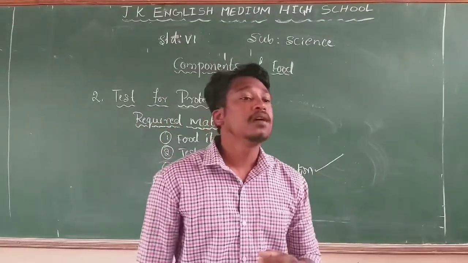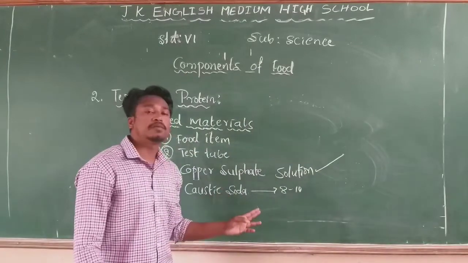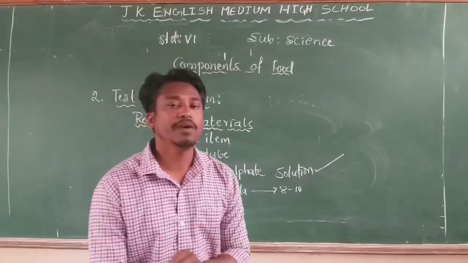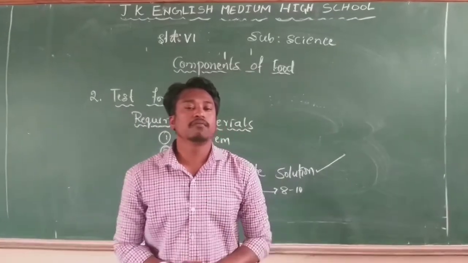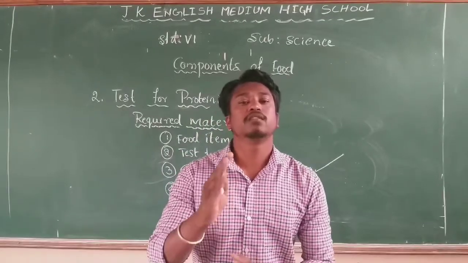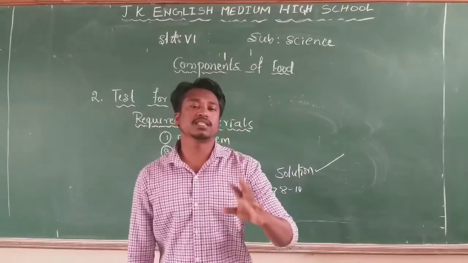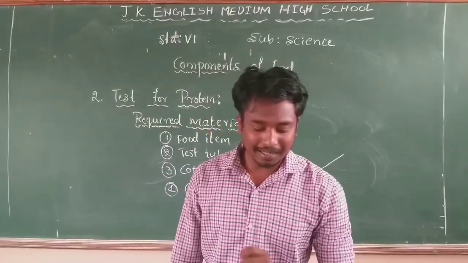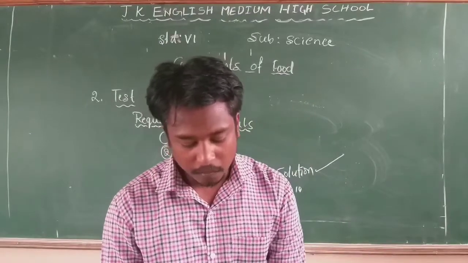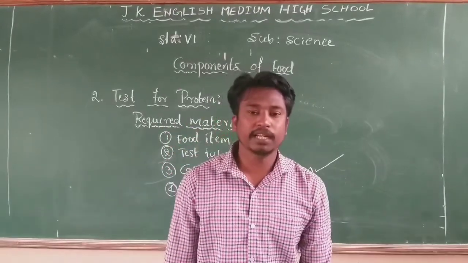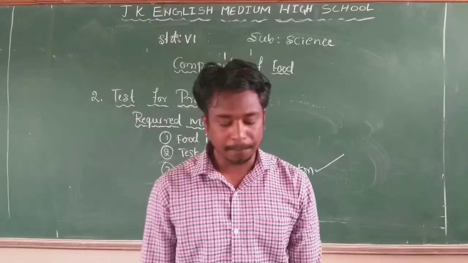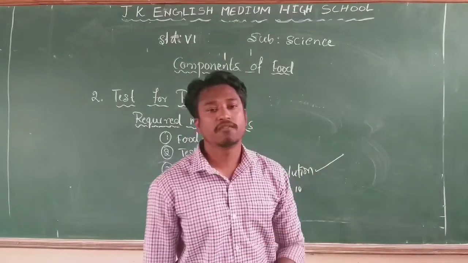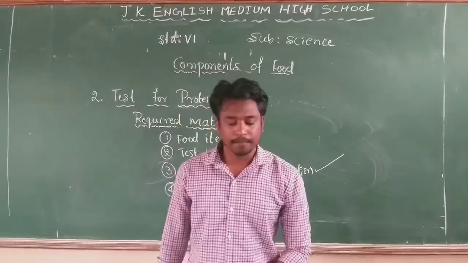After some time put at least 10 drops of caustic soda in that test tube. Shake it well, mix it well, and leave it for some time. After some time you see whether that food item is changing its color to violet or not. That violet color indicates that the food item contains protein. So this is how to check the protein component present in the food. I hope you understood.